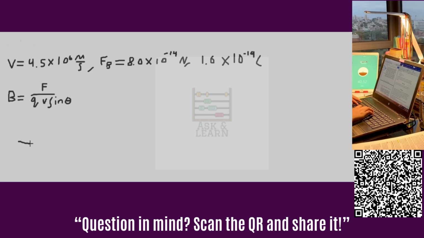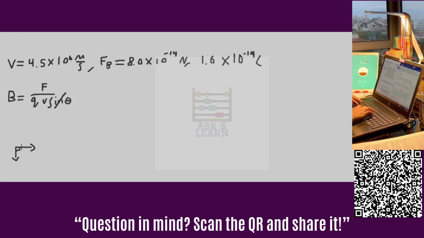So let's write that out. We have our velocity and our force. These are 90 degrees to each other. So we have sine of 90 degrees, or sine of pi over 2, which is equal to 1. So we don't need to keep that in this equation. Now, this is a straight up plug and chug. We have everything we need to calculate it, but we need to find out the direction.